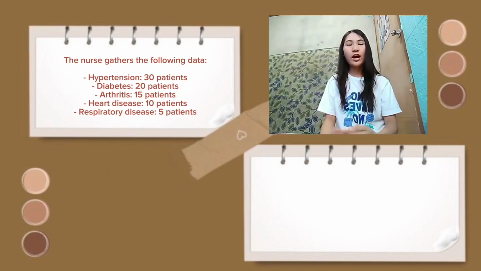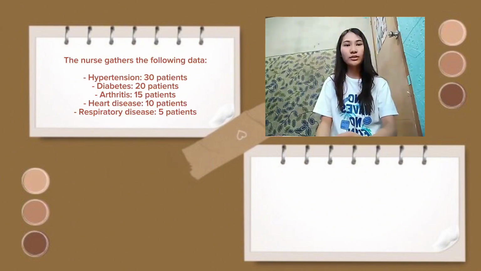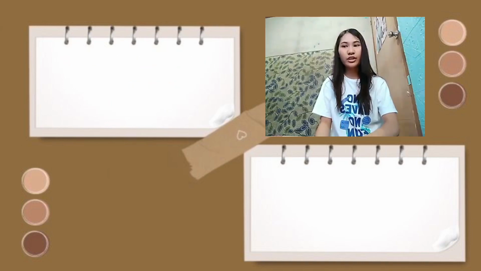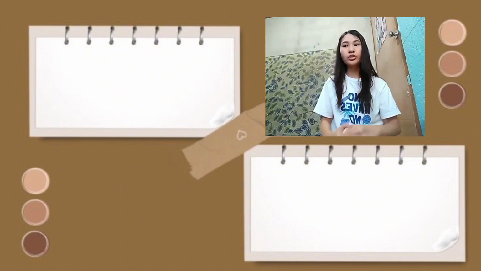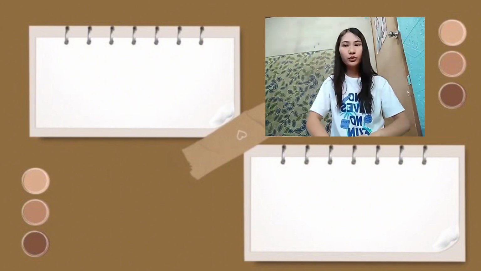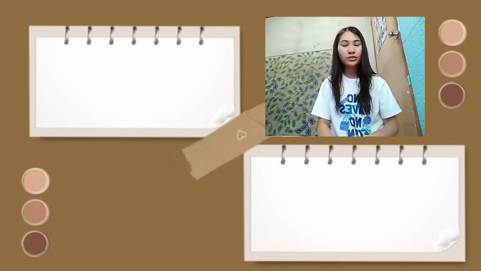First, hypertension has 30 patients, diabetes has 20 patients, arthritis has 15 patients, heart disease has 10 patients, and lastly, respiratory disease has 5 patients. So using this data, create a pie graph to visually represent the distribution of these chronic diseases among the elderly patients in the nursing home.